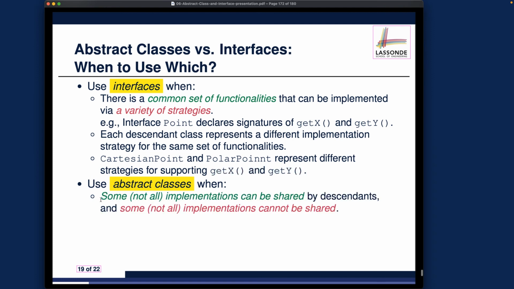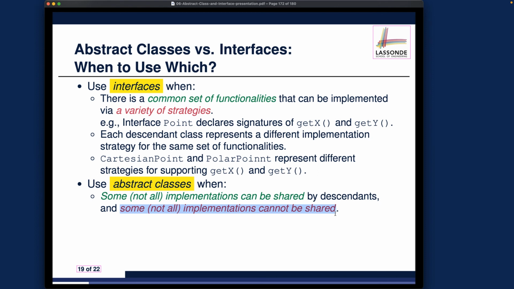You want to say if some implementation can be shared. For example, in the case of Polygon, like grow and also get parameter. These two methods can be shared by descendants, right? Just by sharing the same block of code. On the other hand, there will be some, but not all, implementation that cannot be shared, for example, get area. So that's why for the get area method only, we declare that as abstract in Polygon, and then we let either Rectangle or Triangle implement their own version of get area.